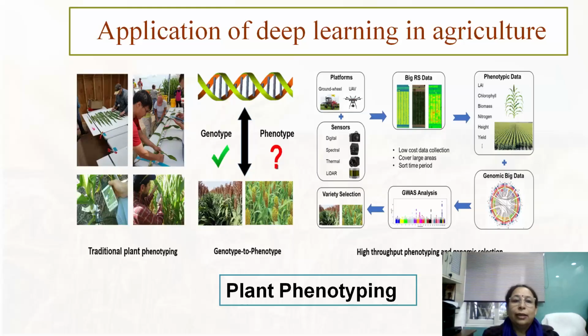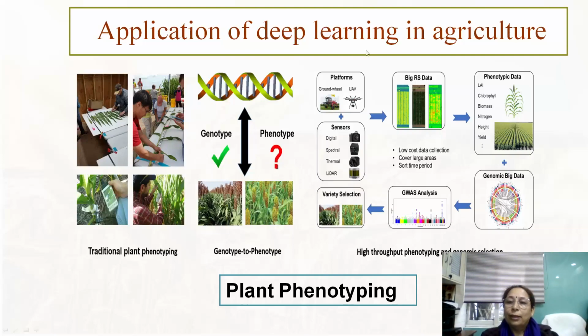in the area of agriculture. You can see here, when we talk of the conventional methods, such as leaf area estimation or identification of the different parameters, all these are very labor intensive and manual processes. Similarly, to find out the relation between the genotype and the different phenotypes is very time consuming as far as the traditional methods are concerned.